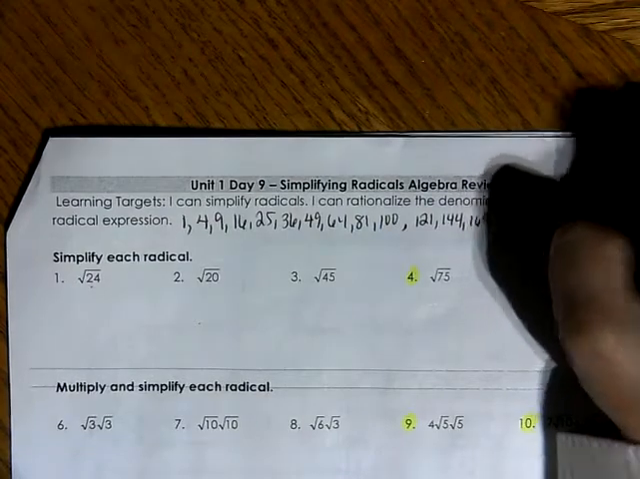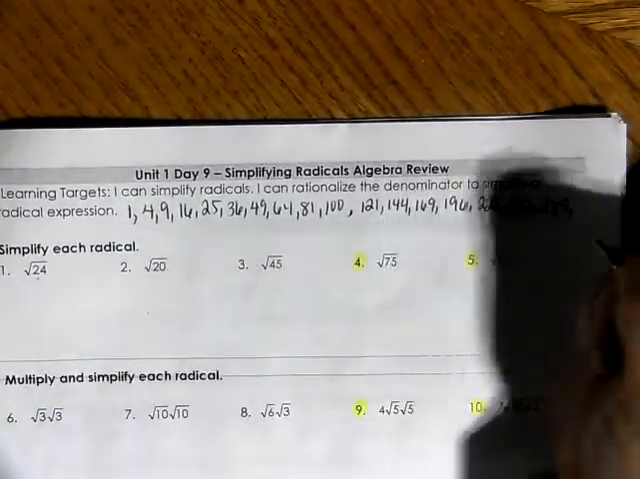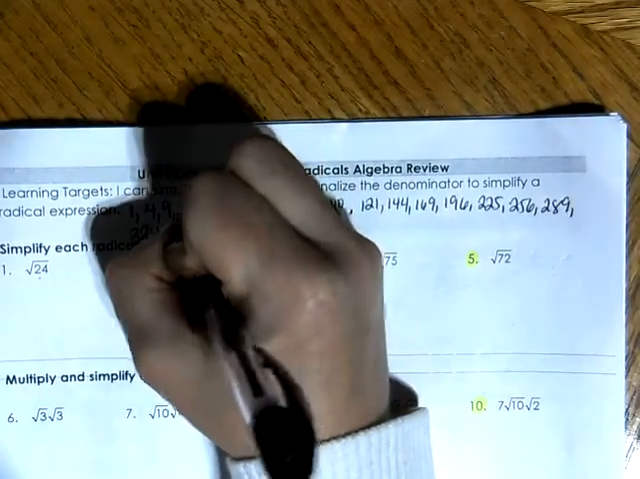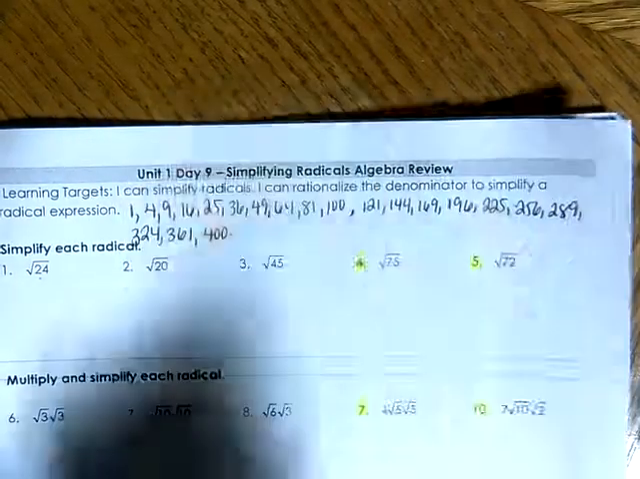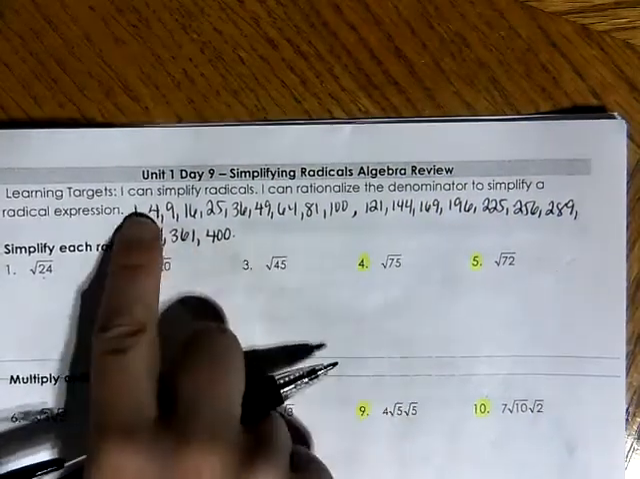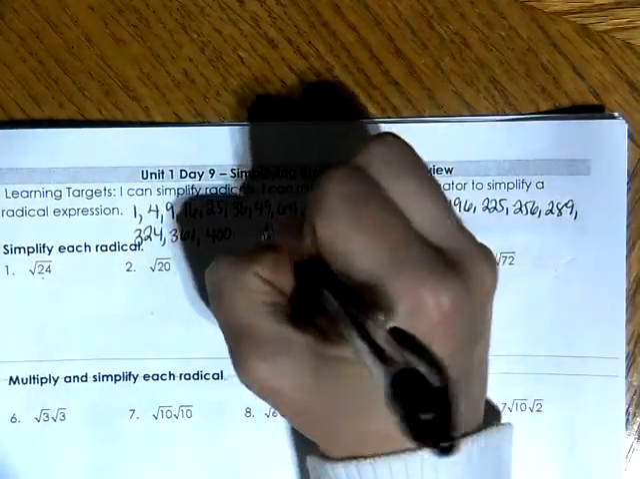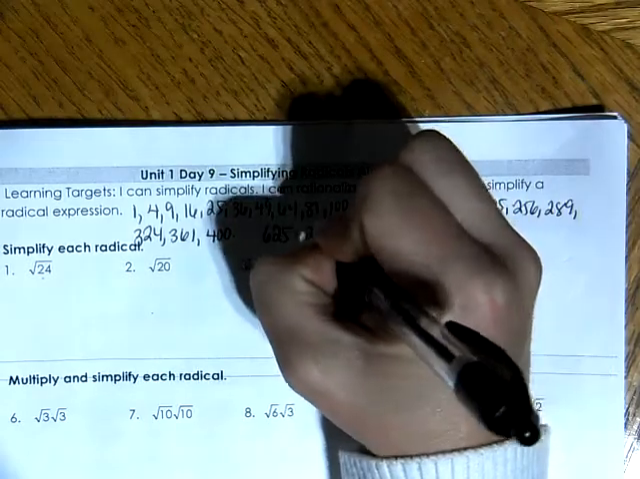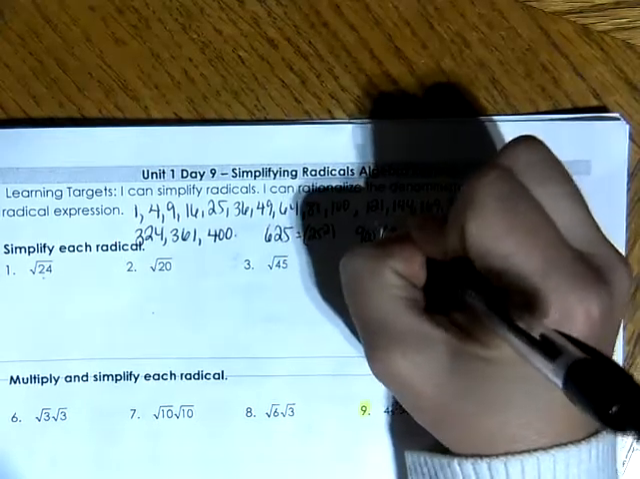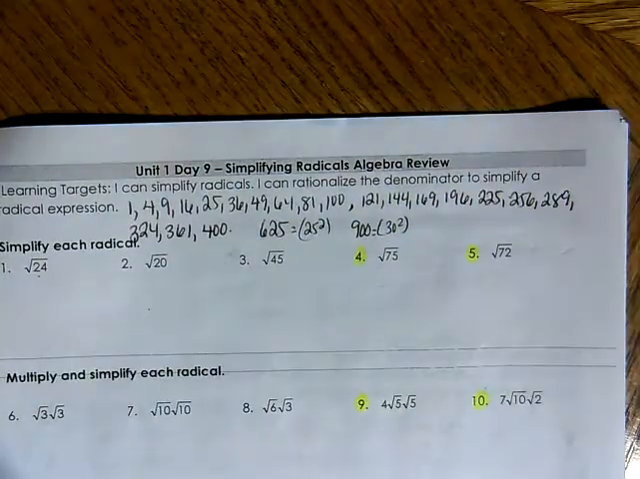256, 289, 324, 361, and 400. These are all of our perfect square numbers going from 1 all the way to 400, so that's from 1 to 20. Then we have a couple extras, which are 625. That is equal to 25 squared. And we have 900, and that comes from 30 squared. So those are some special ones that you may see as well.